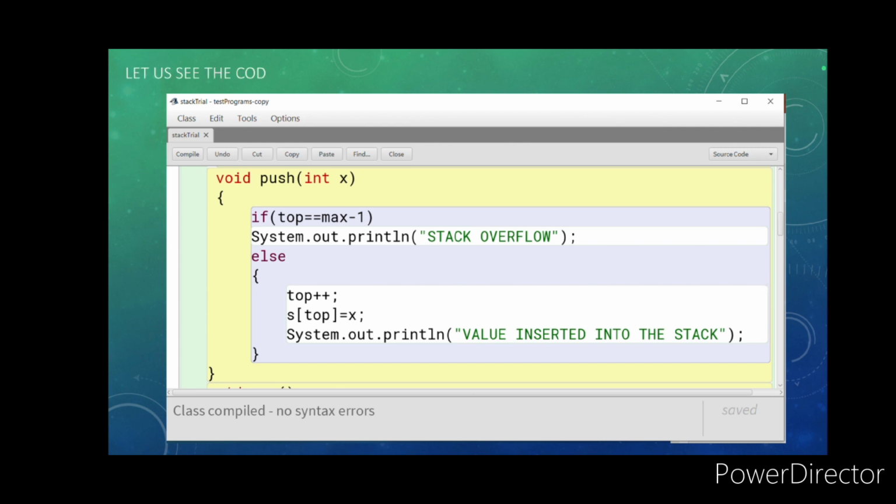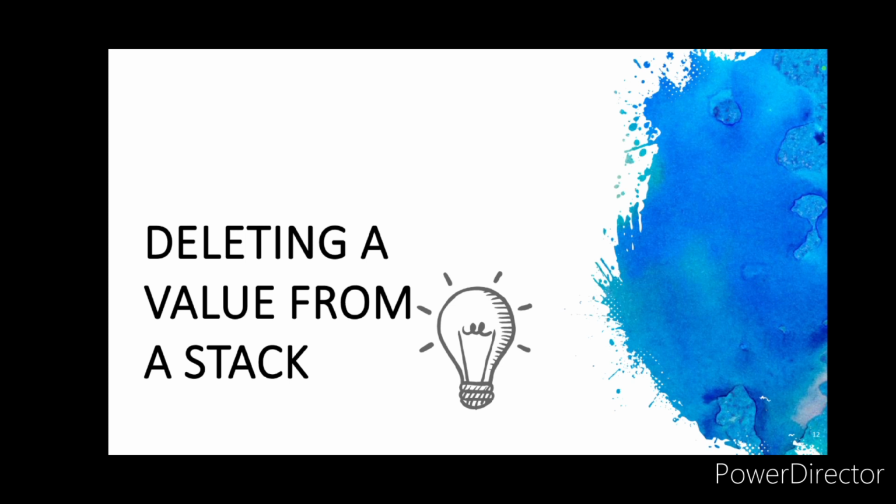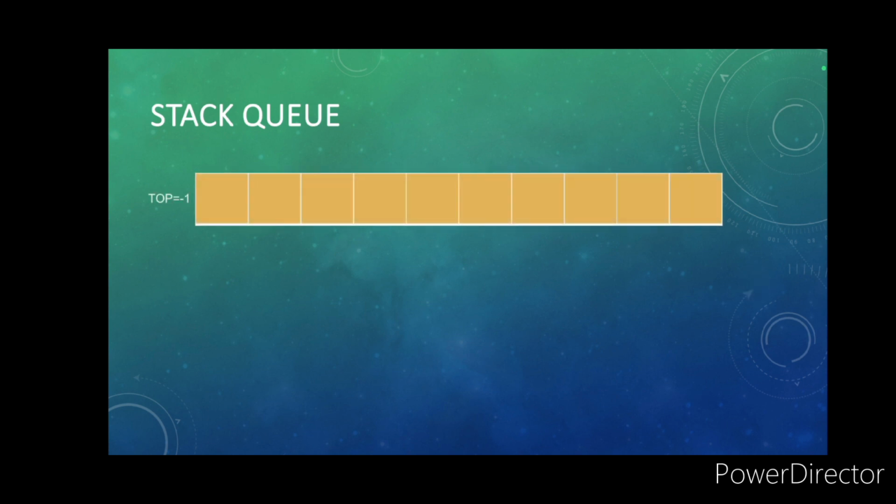Next, we'll look into deleting a value from a stack. Again, to delete a value from the stack, the first thing that we need to understand is the condition of the stack. It can be an empty stack where top is minus 1. So if it is an empty stack, that means there are no elements in the stack, so you cannot delete a value. So the message comes up stack empty.